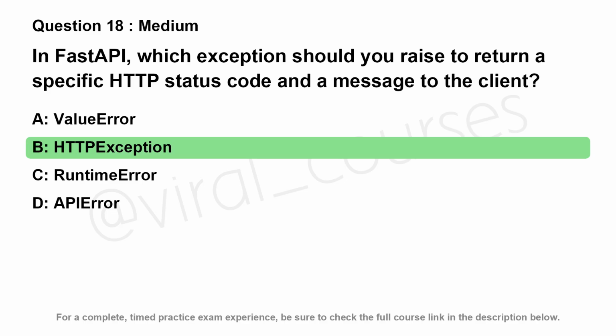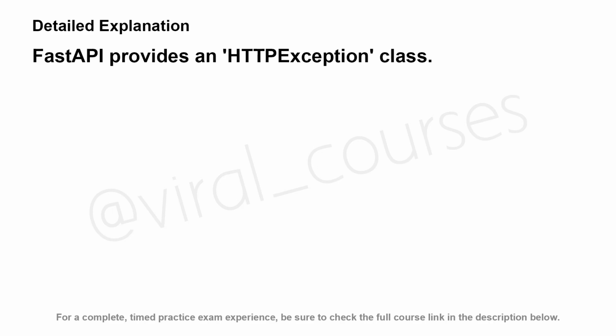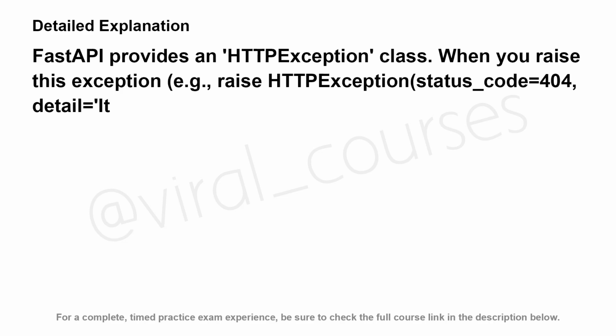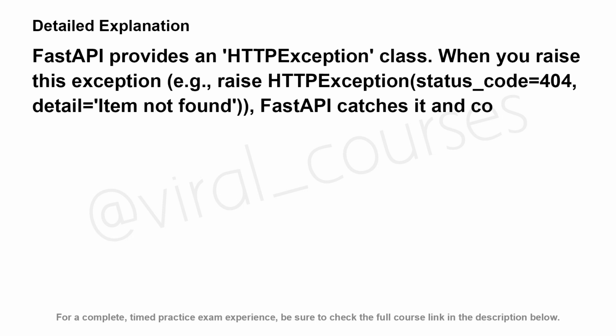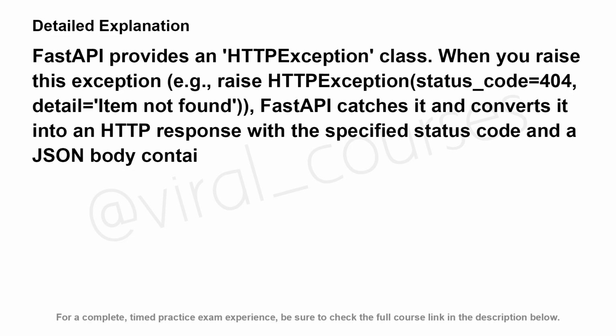The correct answer is B. FastAPI provides an HTTPException class. When you raise this exception, e.g., raise HTTPException(status_code=404, detail="Item not found"), FastAPI catches it and converts it into an HTTP response with the specified status code and a JSON body containing the detail.